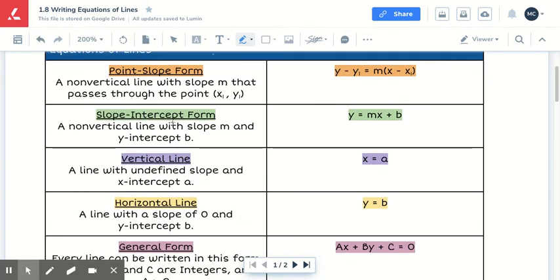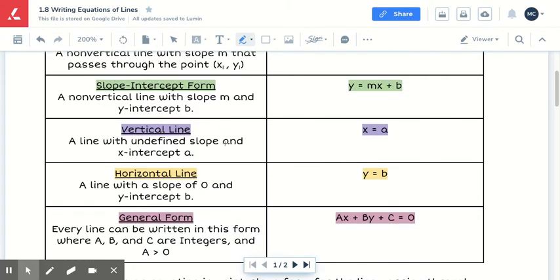Slope-intercept form is for a non-vertical line with the slope m and the y-intercept b. The equation of that line looks like this: y equals mx plus b. For a vertical line, that's a line with an undefined slope and an x-intercept a, the equation is just x equals a. A horizontal line is a line with slope 0 and a y-intercept b, and the equation of that one is just y equals b.